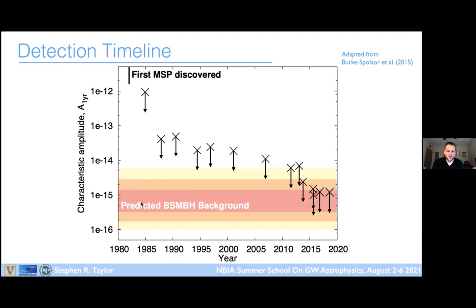This band of colored regions shows a broad region of predicted binary supermassive black hole background amplitudes. It's quite broad, and if you tweak one factor in the calculation, you can change it. It spans maybe two orders of magnitude, and we're getting closer and closer to the prediction as time goes on. These upper limits seem to drop quite precipitously early on and then reach a plateau. Then in the early 2010s, they start to decrease again.